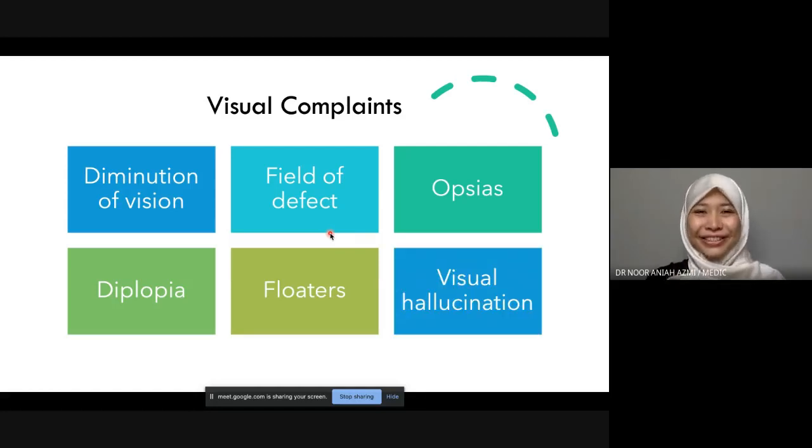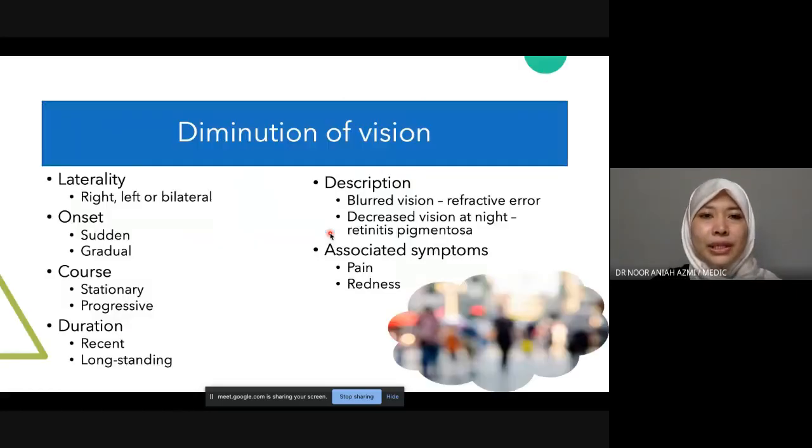Okay, but the patient will not tell you that they have visual hallucination, they will just say that they see something, and maybe the family members tell you that actually I don't see that thing, you know. Okay, so for the diminution of vision, this is a very important symptom in ophthalmology.